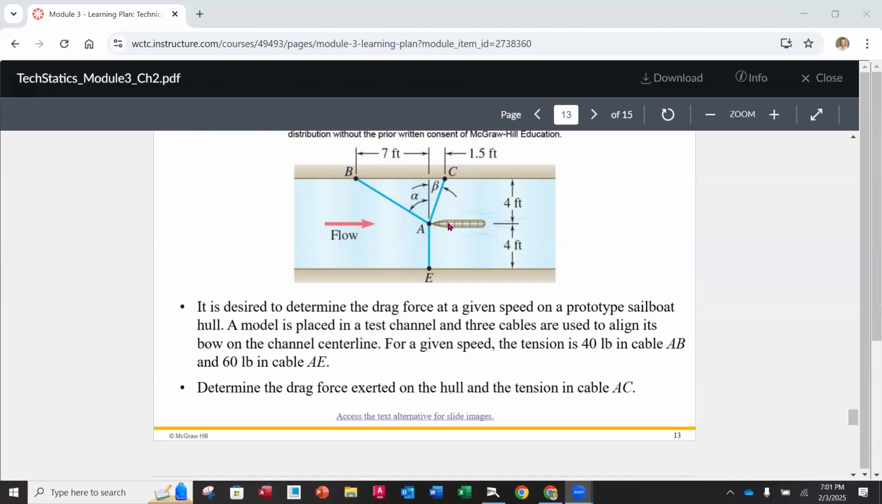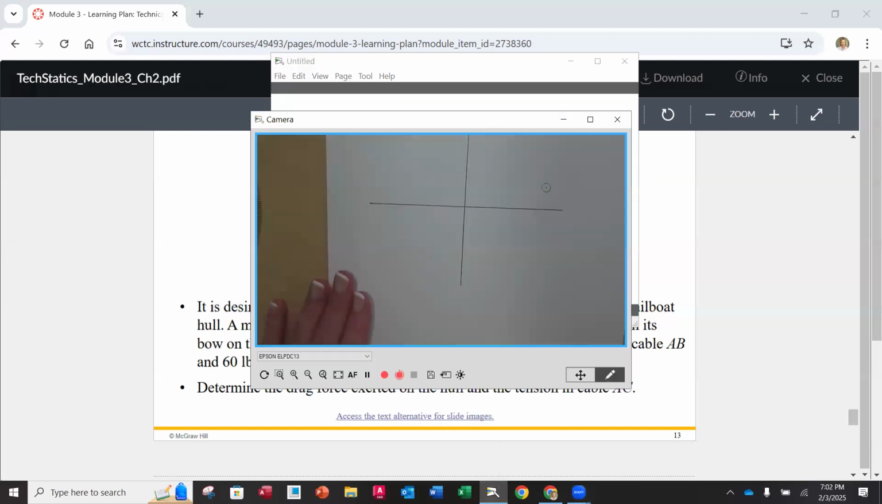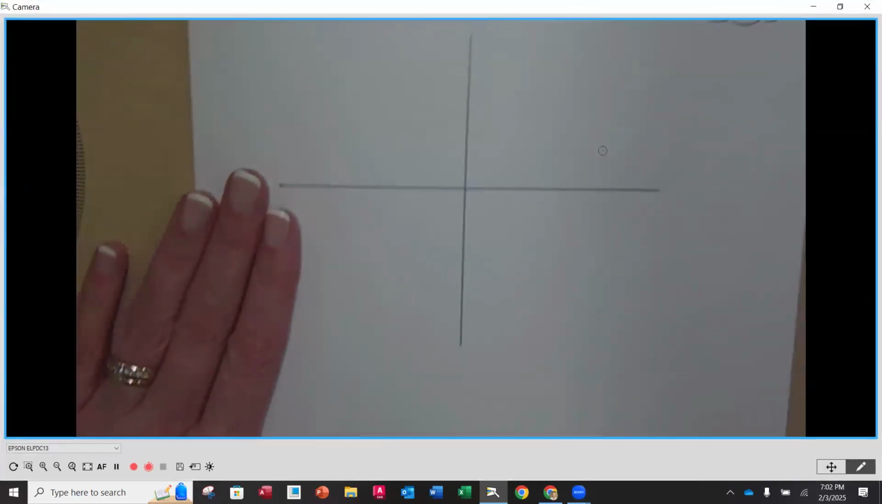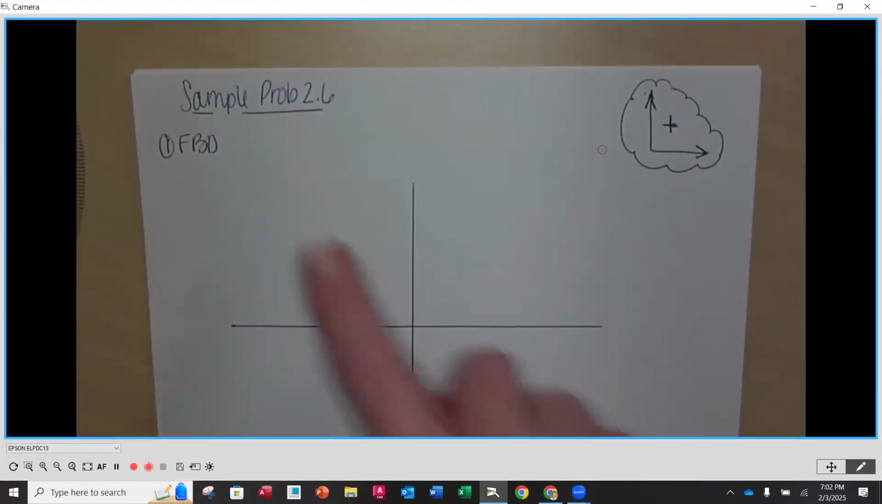So the drag force is going to be along the horizontal here. And then we're going to have a force along AC. Okay, so we are going to model this so that the center where A is going to be, if you would, our origin on our XY axis. Okay, so what I've done is I already started this in the background. I'll give you a chance to catch up with me.